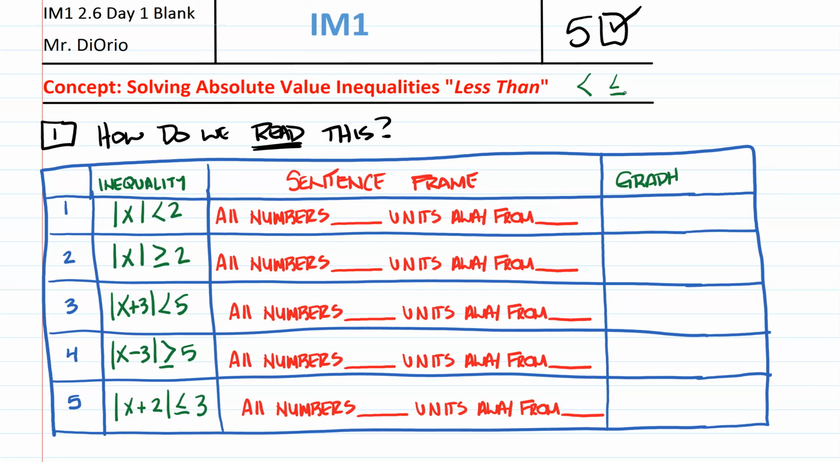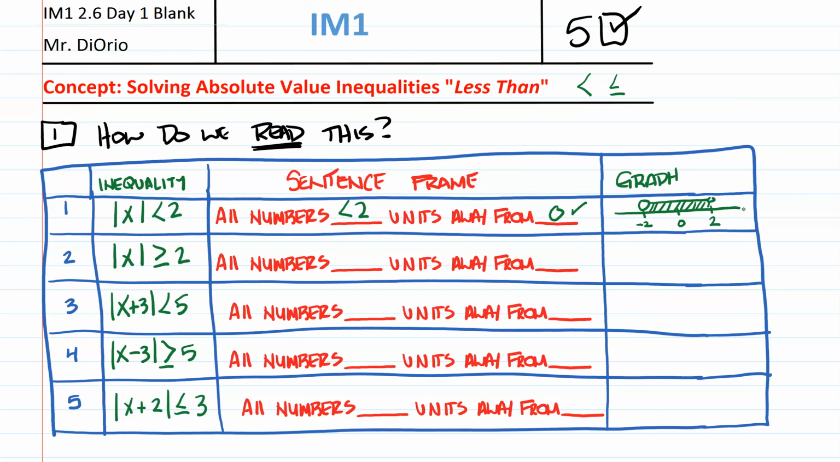The first thing I want to do is make sure that we can understand how to read this sentence frame. Number one says the absolute value of x is less than 2. What this really means is we want all numbers that are less than 2 units away from 0. If 0 is here, then I could be over here at 2, or over here at -2, and I could have any number inside this region, because any number in this region would be less than 2 units away from 0. So this is what we're looking for here.